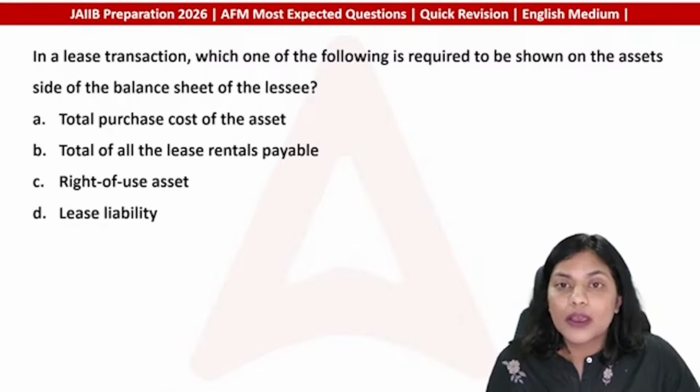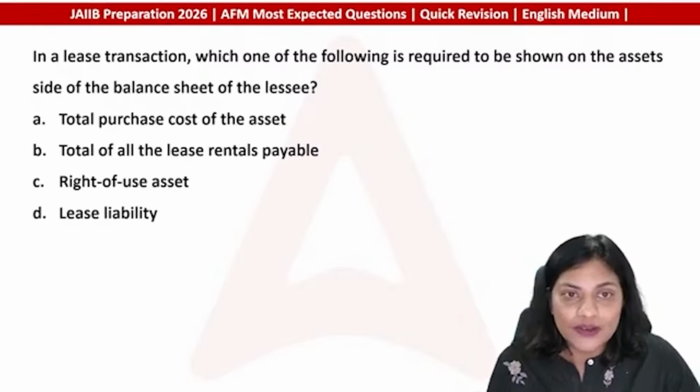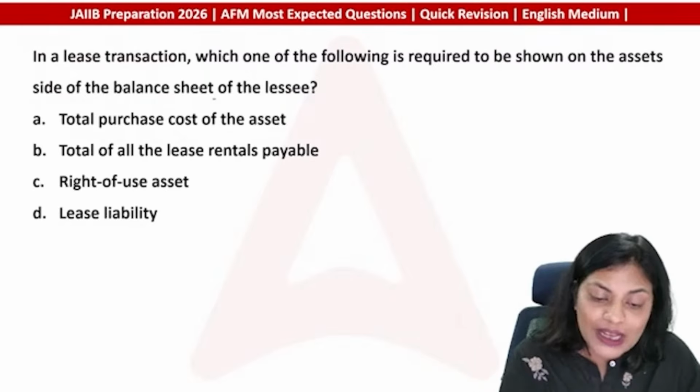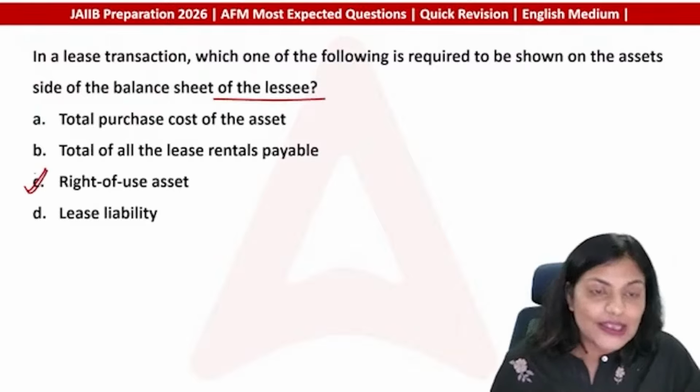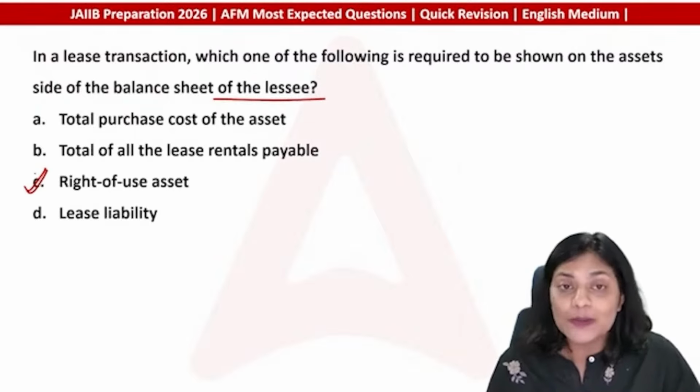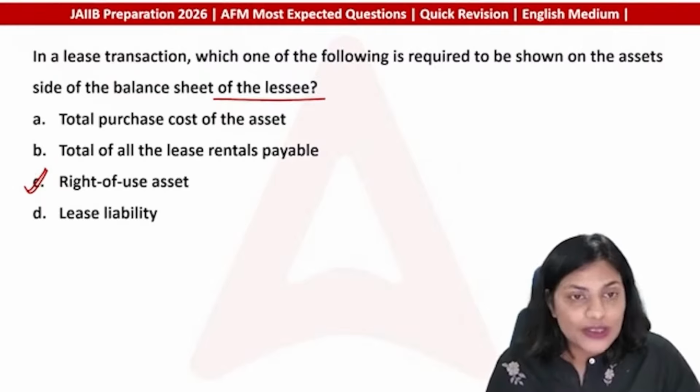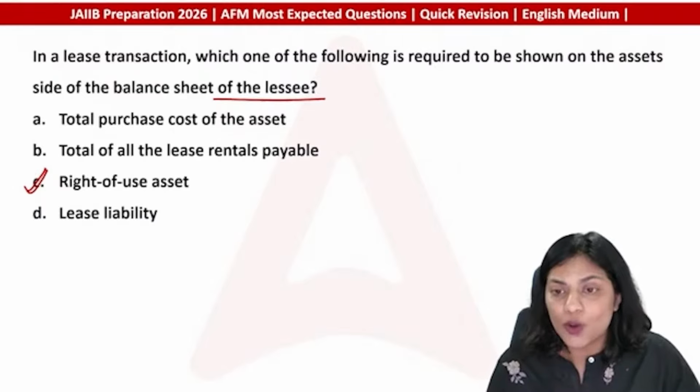Now, if we talk with respect to lease transaction, what would be shown? See, they are asking on the balance sheet of the lessee. As lessee is basically using the asset and he's paying a cost for using the asset. So basically it would be right of use asset.